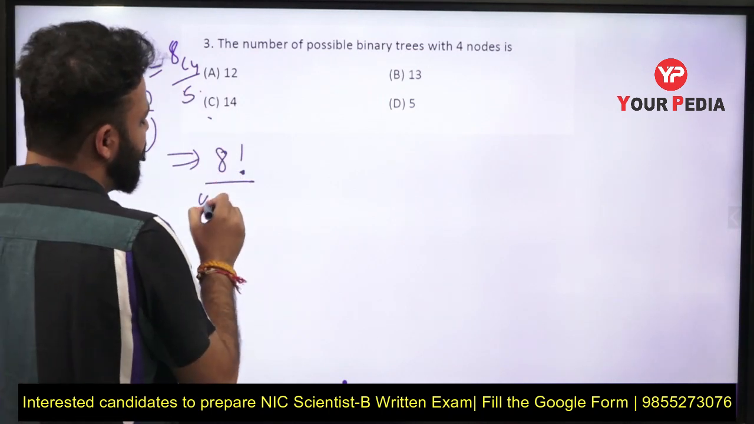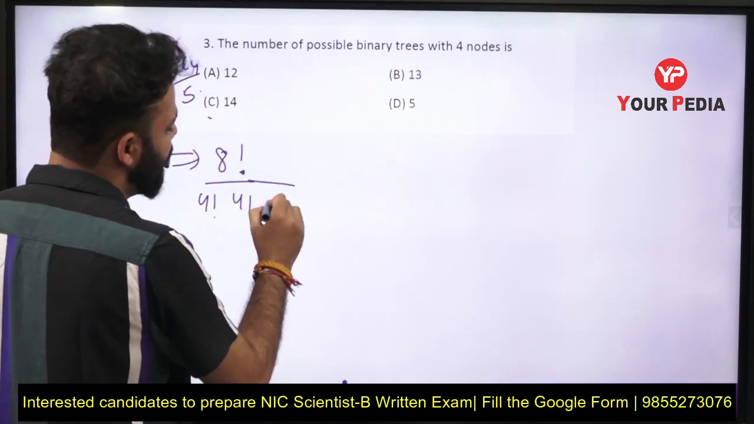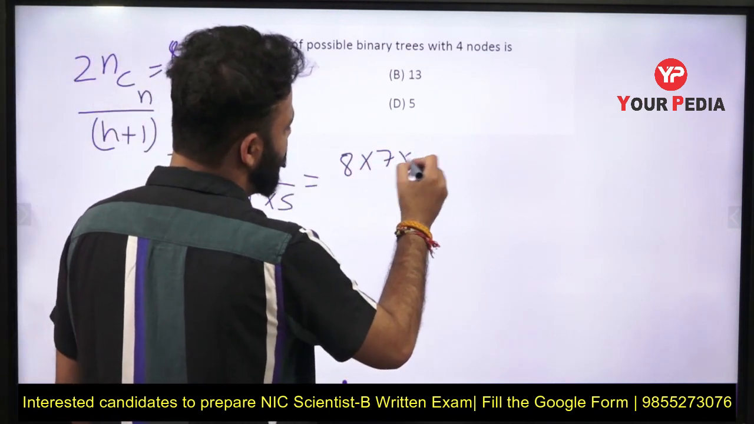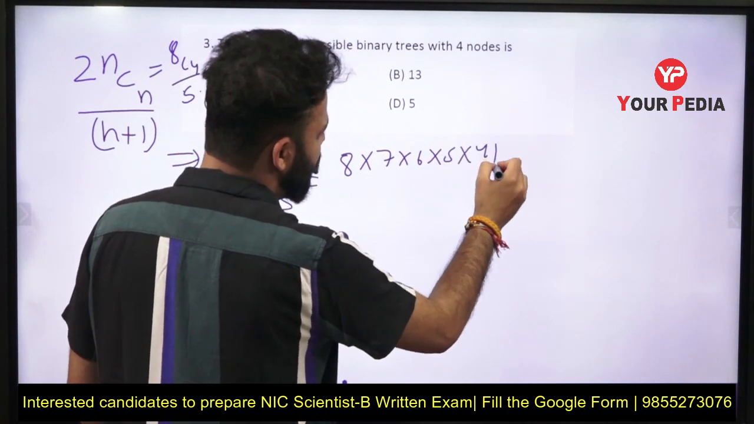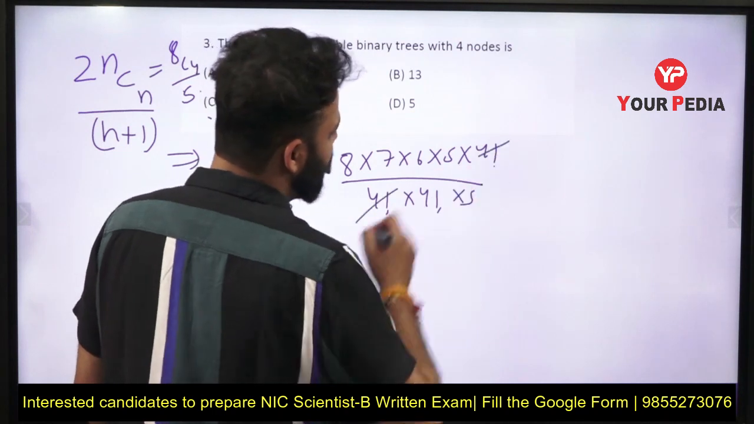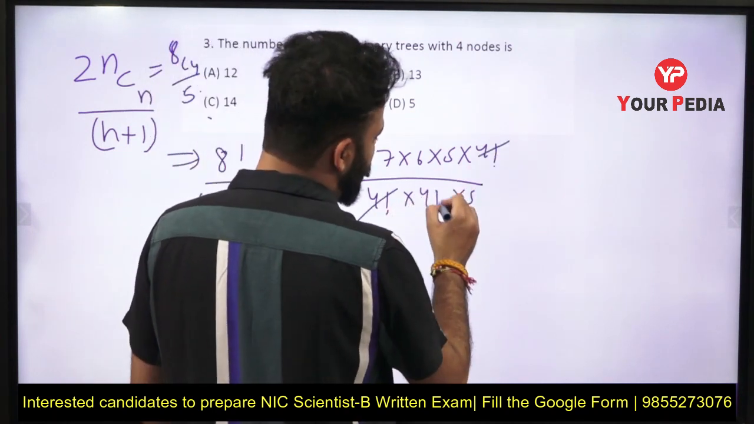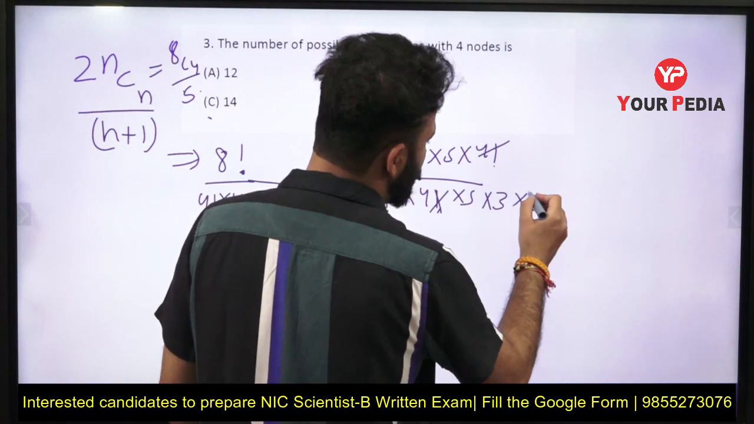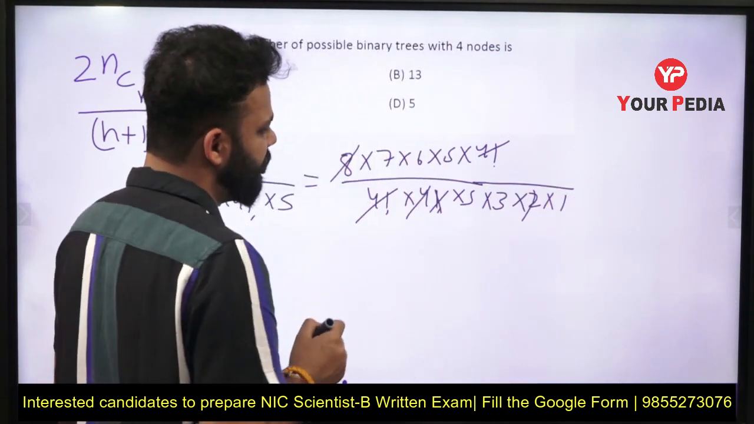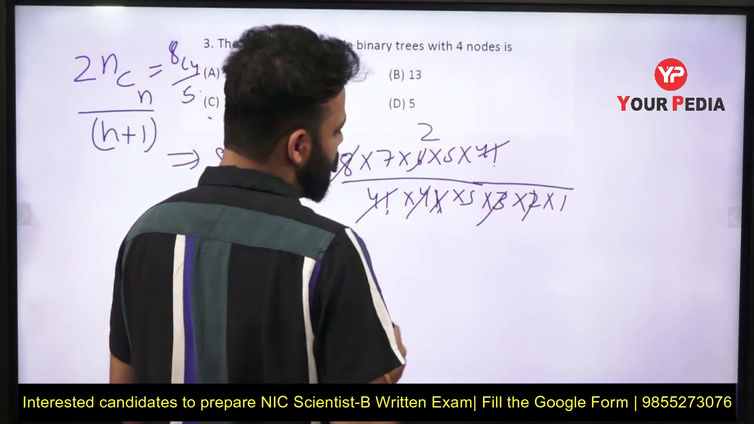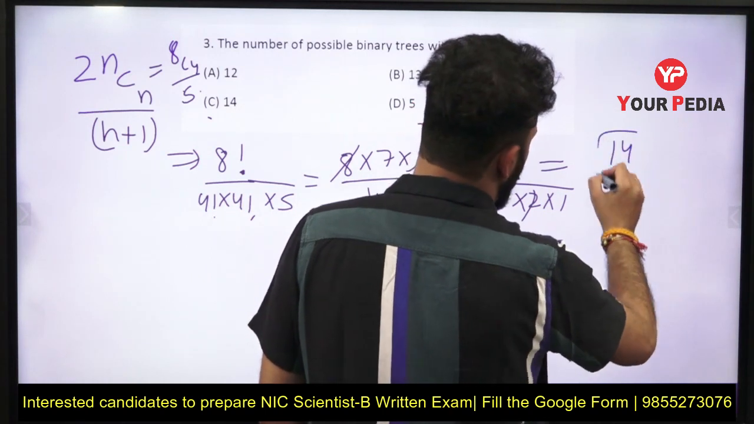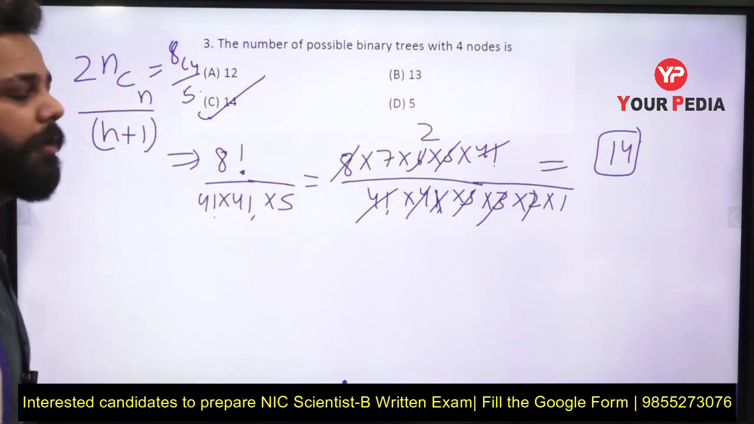So 8C4 can be written as 8 factorial divided by 4 factorial into 4 factorial into 5, which can be further written as 8 into 7 into 6 into 5 into 4 factorial divided by 4 factorial into 4 factorial and 5. 4 factorial will cancel out. You can write this 4 factorial as 4 into 3 into 2 into 1. Now this 4 into 2 will cancel out 8, 3 into 2 will cancel 6, and after that 5 will cancel out, which will give 14. So the correct option will be option C.